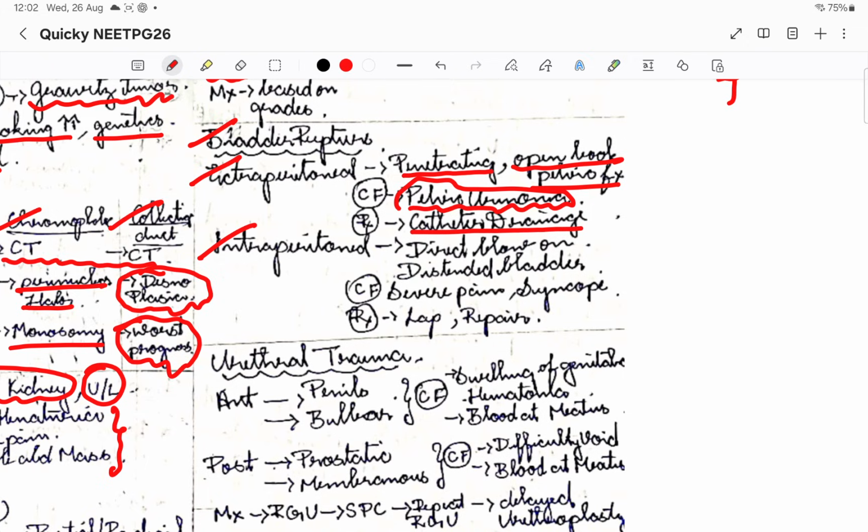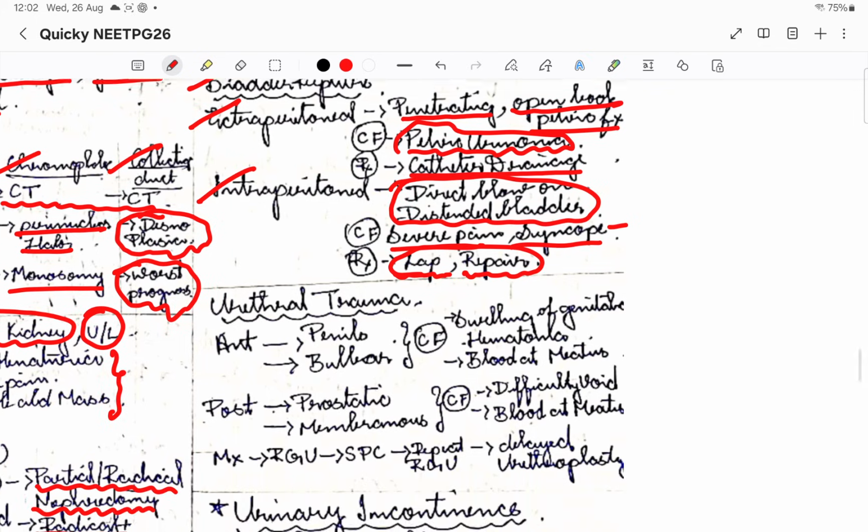Then if it is intraperitoneal, it is because of a direct blow on a distended bladder. If some injury or RTA has happened while the bladder was filled, this is how the intraperitoneal rupture might happen. The patient presents with severe pain, and syncope might have happened because of the vasovagal maneuver. How we manage it is by open or laparoscopic repair. Basically the bladder has torn, so we'll have to go and repair it.